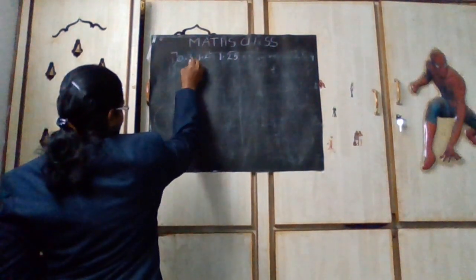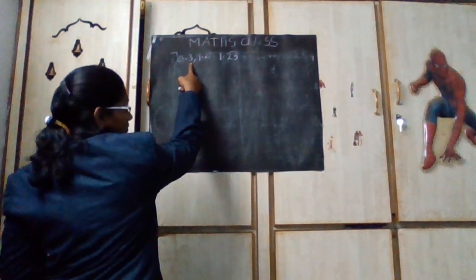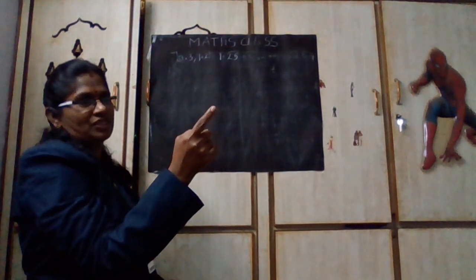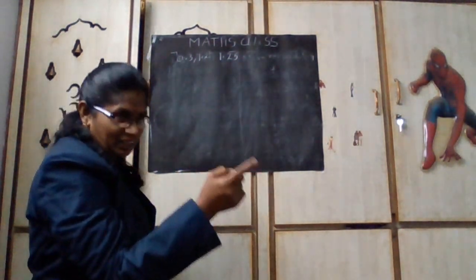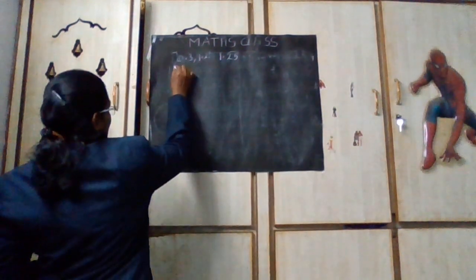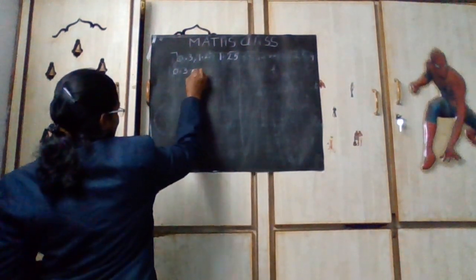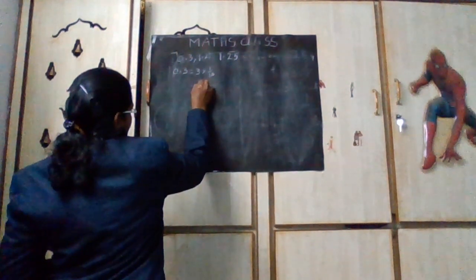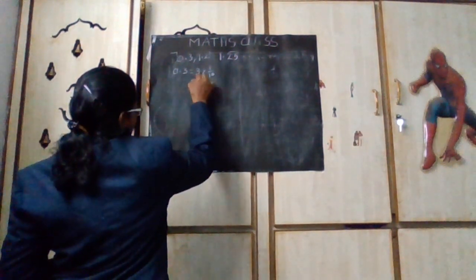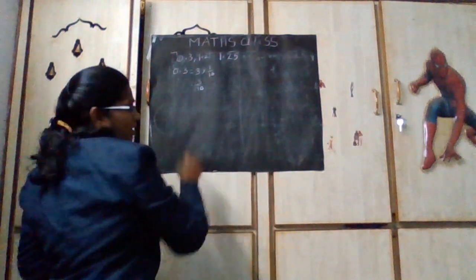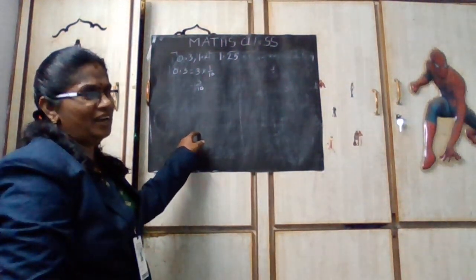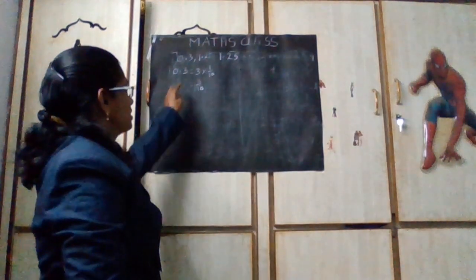What is the first place of this decimal? We call it the 1/10 place, or tenths place. Good. Taking this one, write in expanded form 3 into 1 by 10. What is the answer? 3 by 10. You can write it in the form of P by Q, where P is the numerator and Q is the denominator.